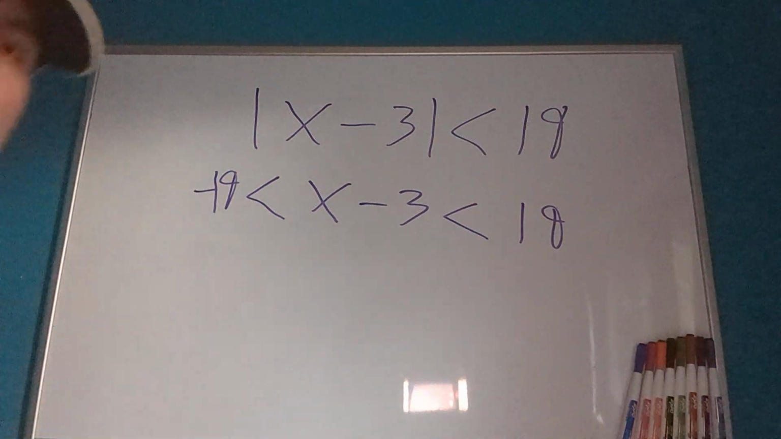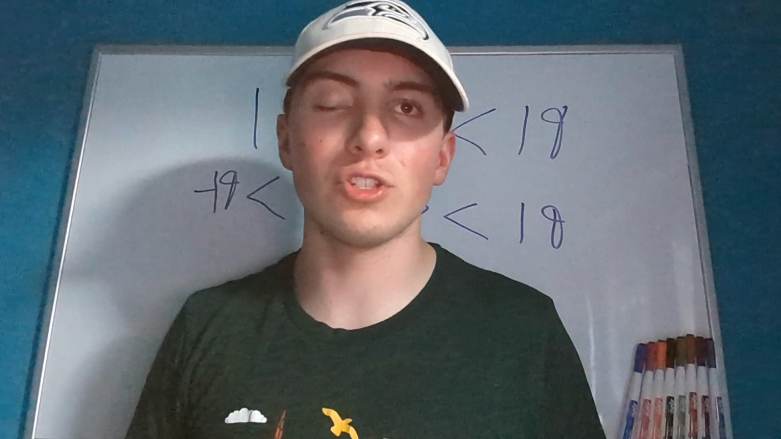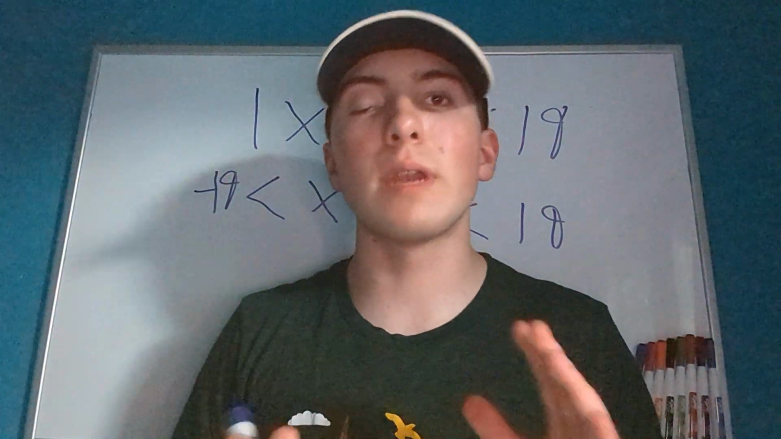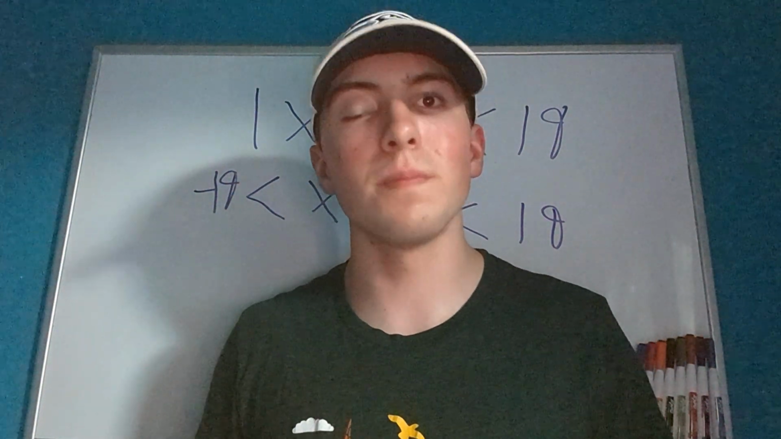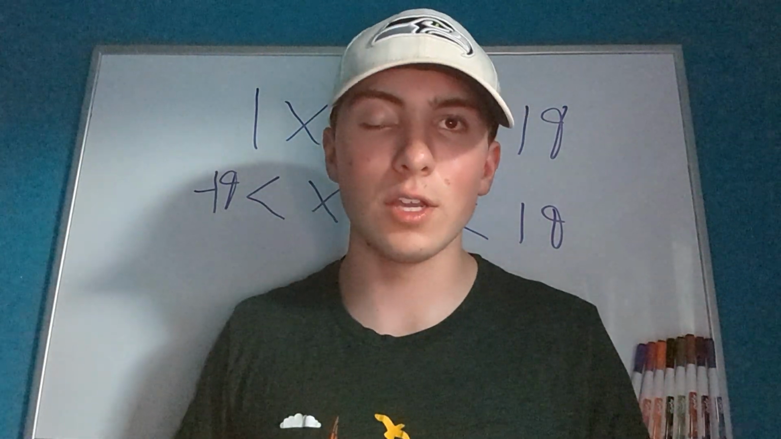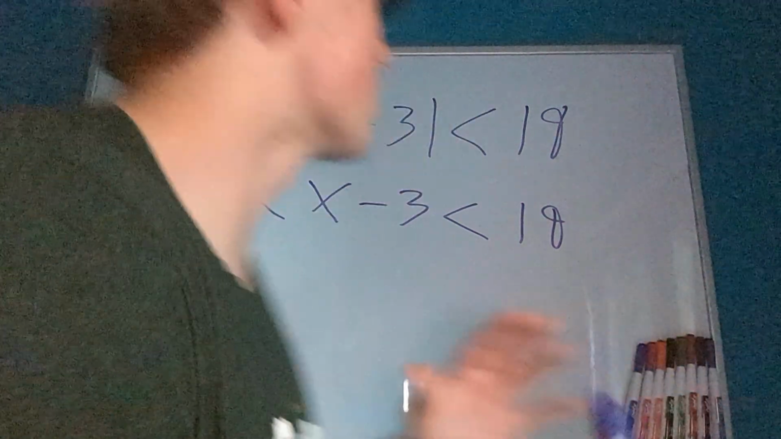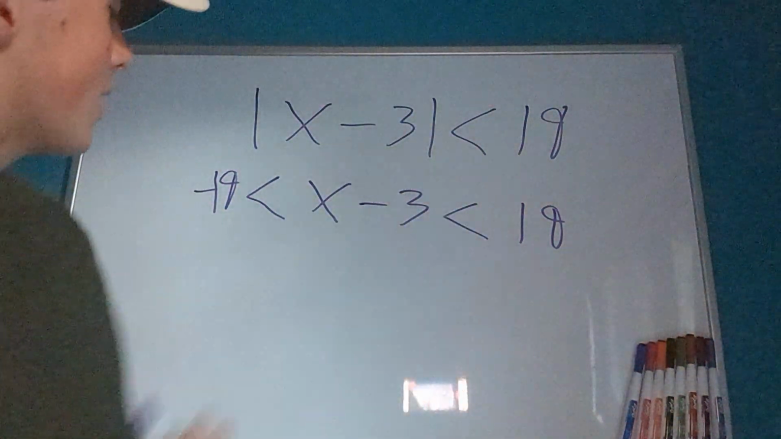And we're able to do this because of the definition of absolute value, where f of x equals x when x is greater than or equal to 0, and f of x equals negative x when x is less than 0, right? That definition allows us to change it to this.